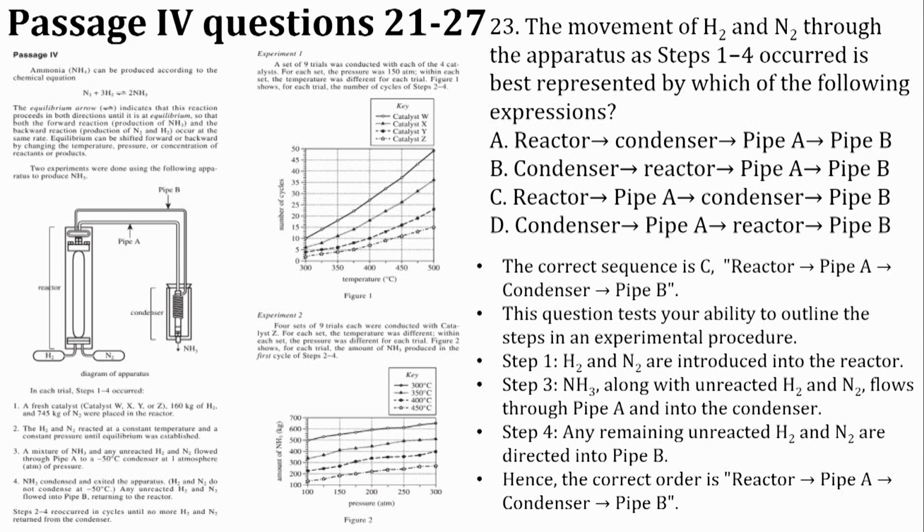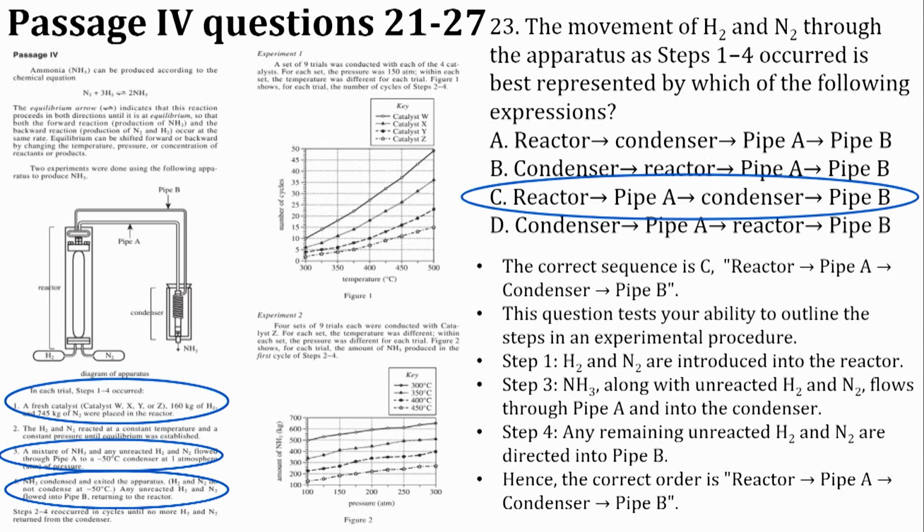This question tests your ability to outline the steps in an experimental procedure. Step 1 is H2 and N2 are introduced into the reactor. Step 3 says NH3 along with the unreacted H2 and N2 flows through pipe A and into the condenser. And then step 4 over there on the left says any remaining unreacted H2 and N2 are directed into pipe B. Hence the correct order is reactor to pipe A to condenser to pipe B.